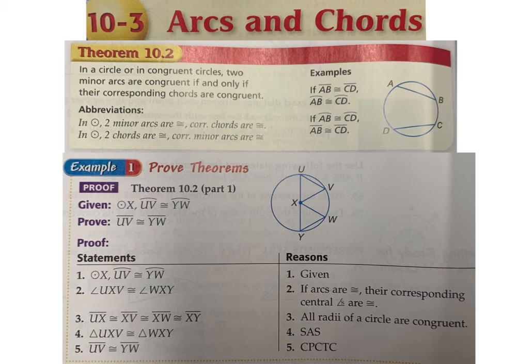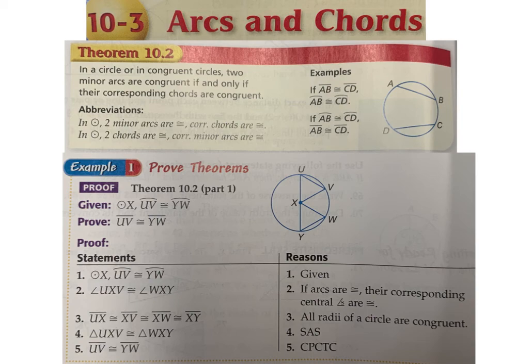The theorem says in a circle or in congruent circles, two minor arcs are congruent if and only if their corresponding chords are congruent. So if AB is congruent to DC, then the piece of the circle that they cut out, that arc, would be congruent to the other arc. If the chords are congruent, the arcs that they create are congruent, right? And they give the proof here.